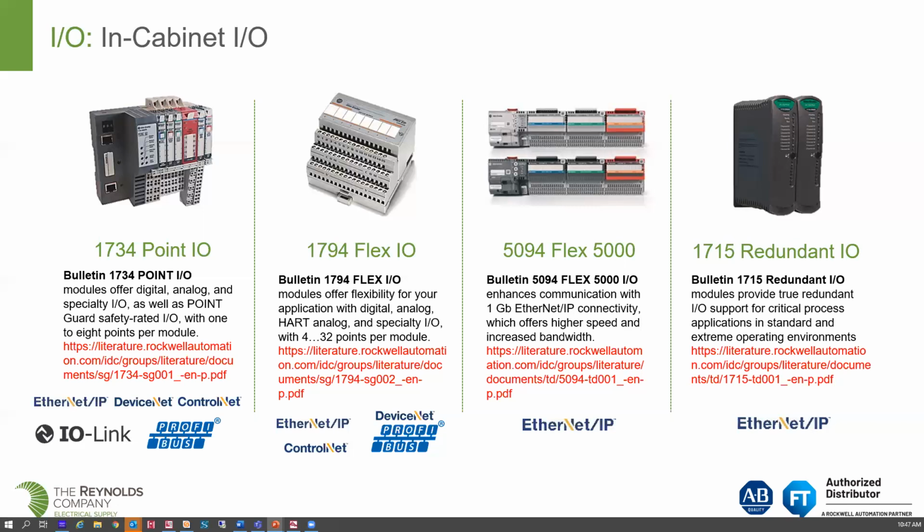Now, next to it is the Flex 5000 IO. It looks similar to the 1794 IO, but it is definitely not the same product. It has the same footprint, but it is made to go, we're actually calling this part of our process IO. It has a lot of the same features as a lot of our higher end product. The backplane on it is 1 gigabit. The comms adapter for it is 1 gigabit.